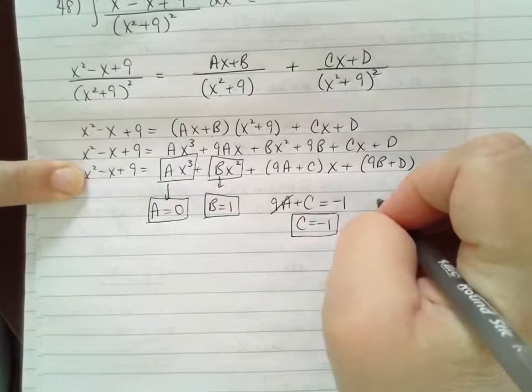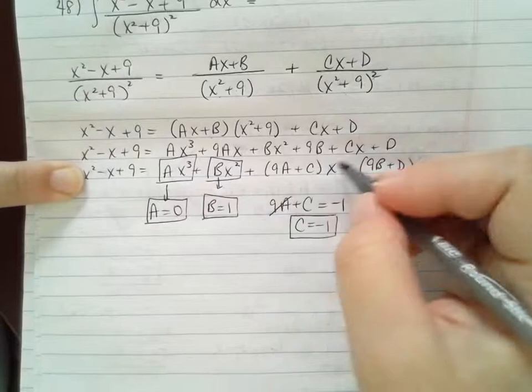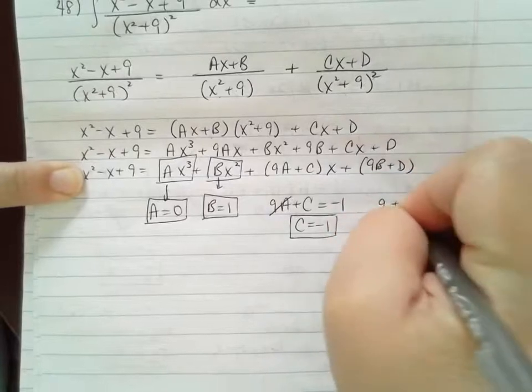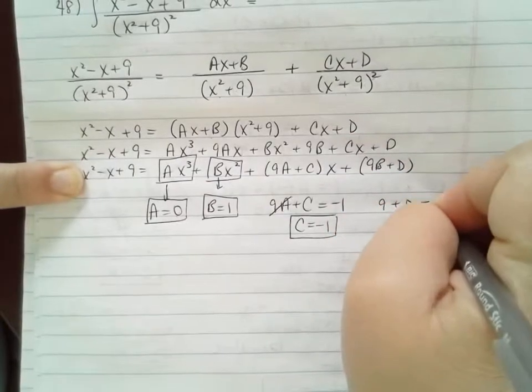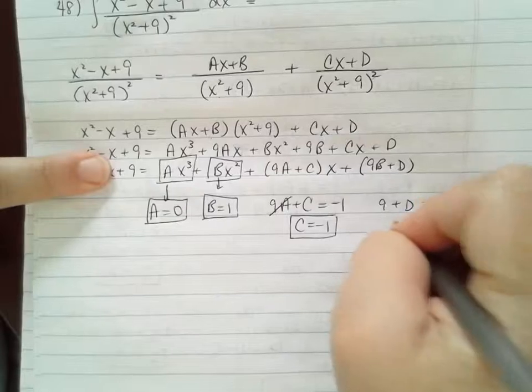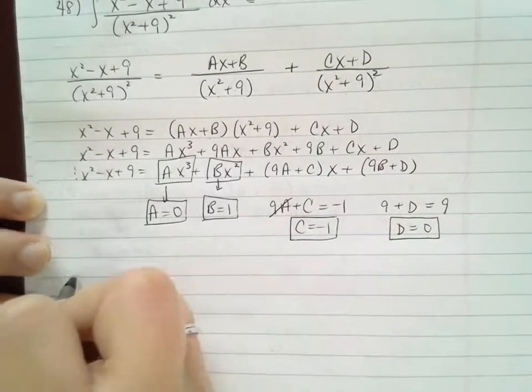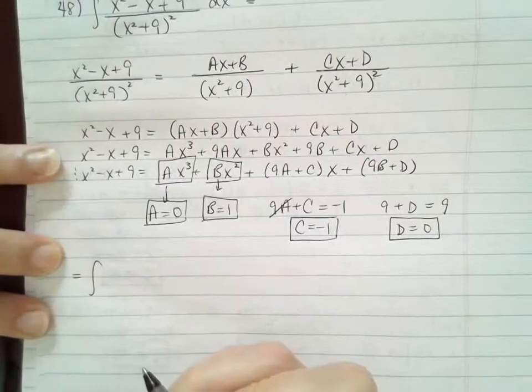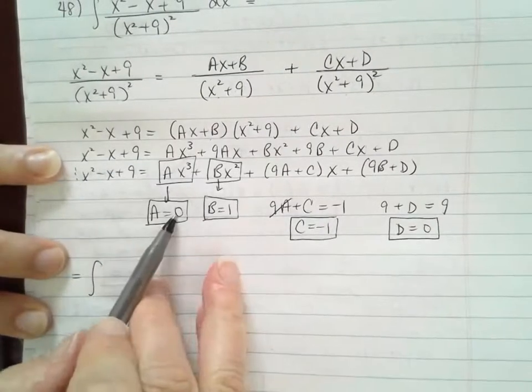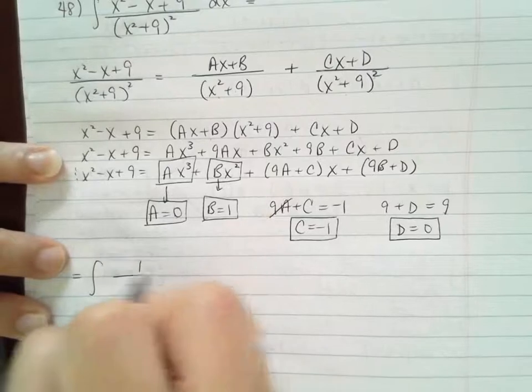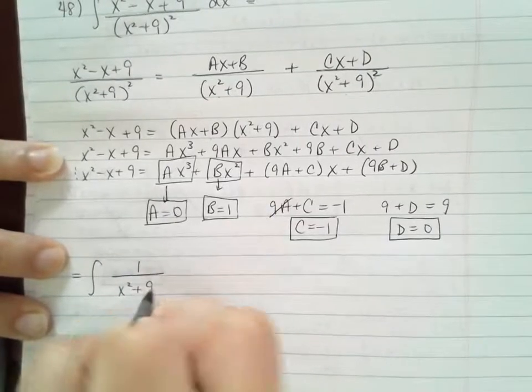Let's see. If b is 1, then this is 9 plus d equaling 9. Well, that can only happen if b is 0. So going back to my integral, it is now going to be the integral of ax plus b, in other words, 0x plus 1 over x squared plus 9.